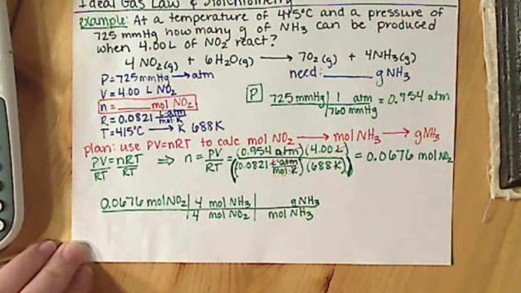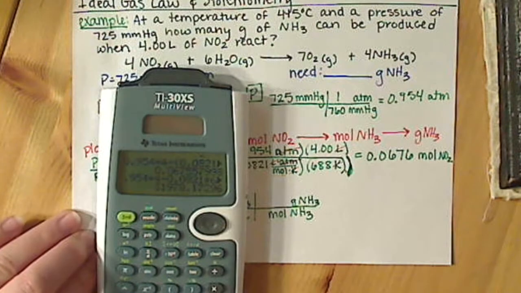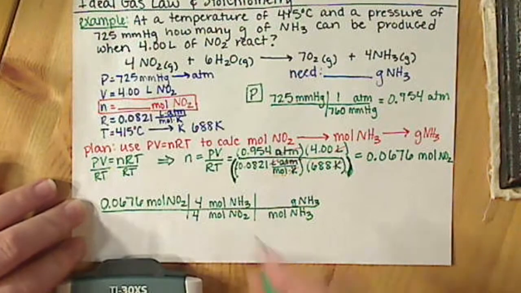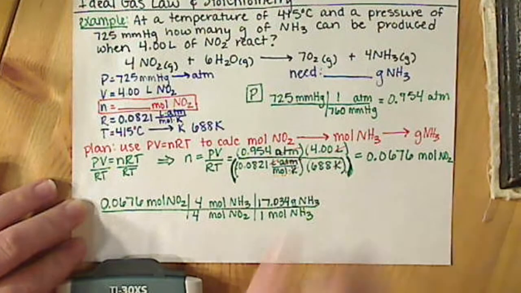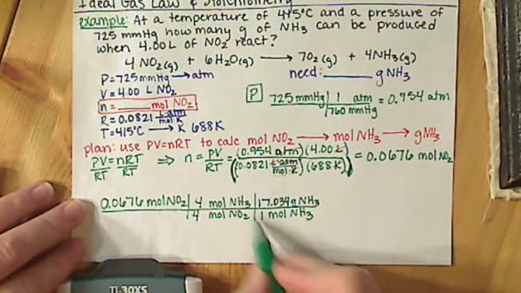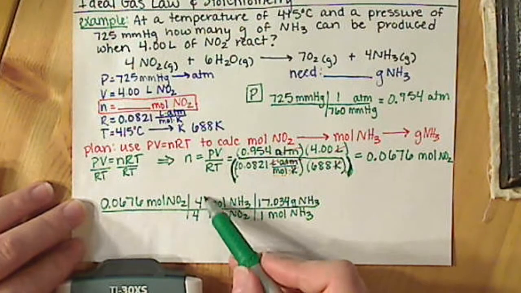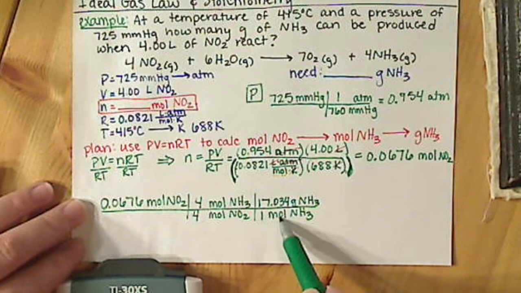We use our molar mass from our periodic table. So nitrogen is 14.01 grams per mole. Hydrogen, we have 3 of them times 1.008. So 17.034 grams per 1 mole. Remember, molar mass is always per 1 mole. It's independent. It has nothing to do with stoichiometry. It's always per 1 mole when you're doing your molar mass conversion.